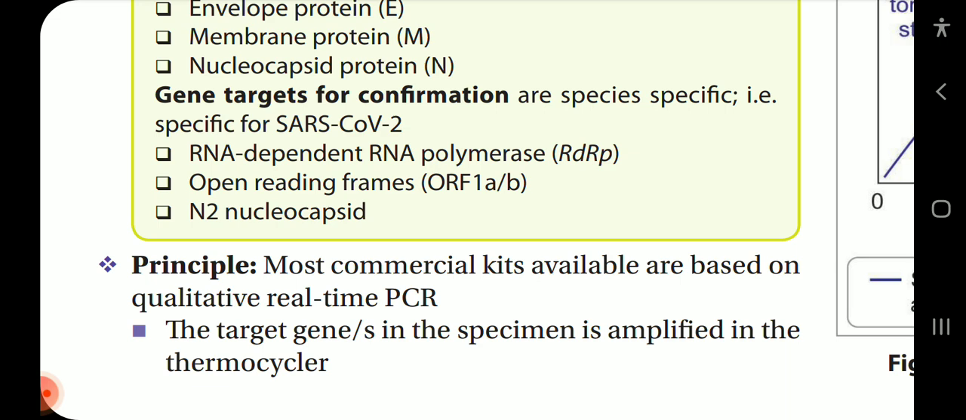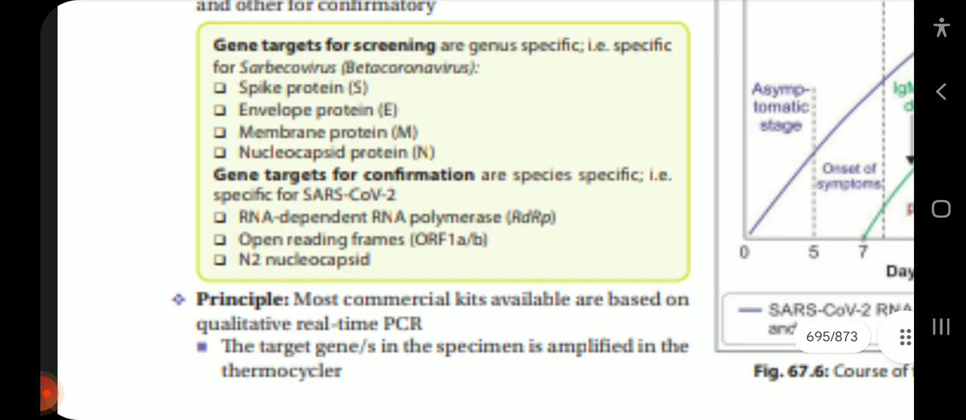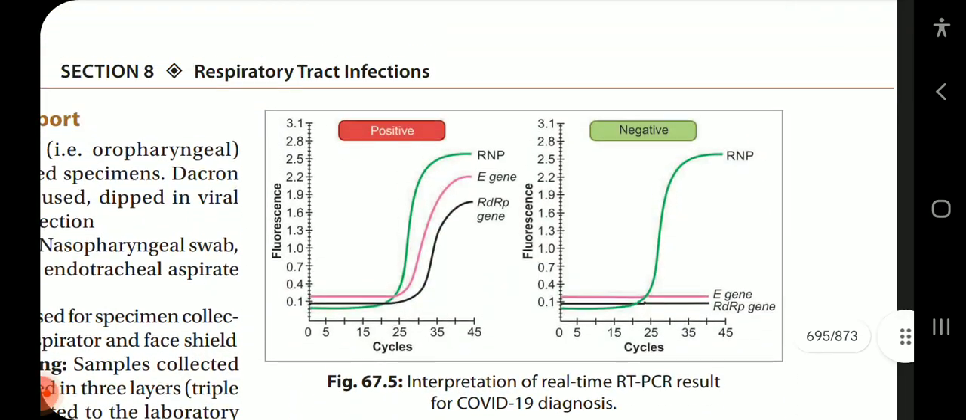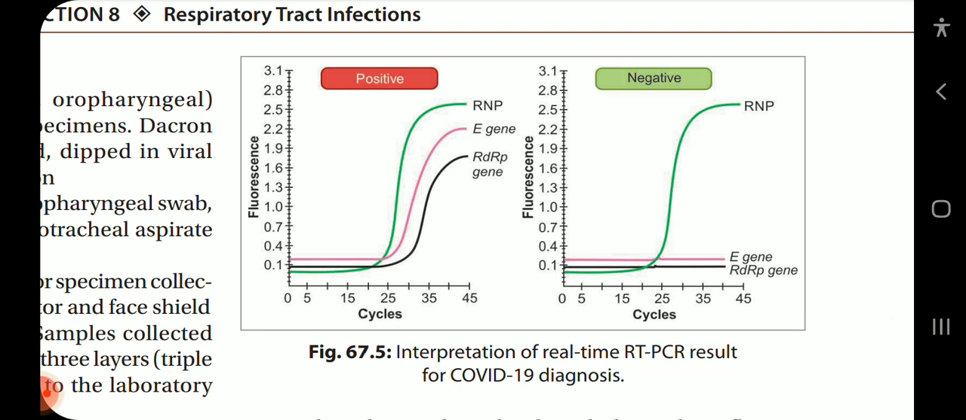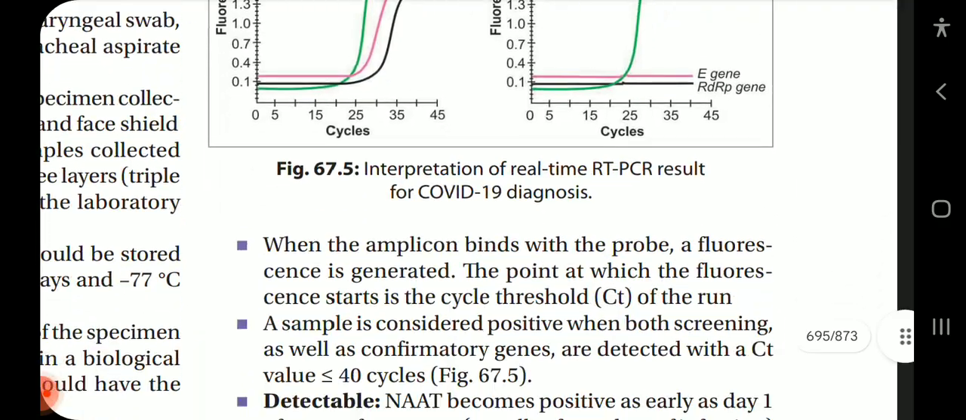Principle: most commercial kits available are based on qualitative real-time PCR. The target genes in the specimen are amplified in the thermocycler. In this figure, we can see the interpretation of the real-time PCR result of COVID-19 diagnosis. Positive shows RNP, E gene and RdRp gene, while negative shows only the RNP gene.